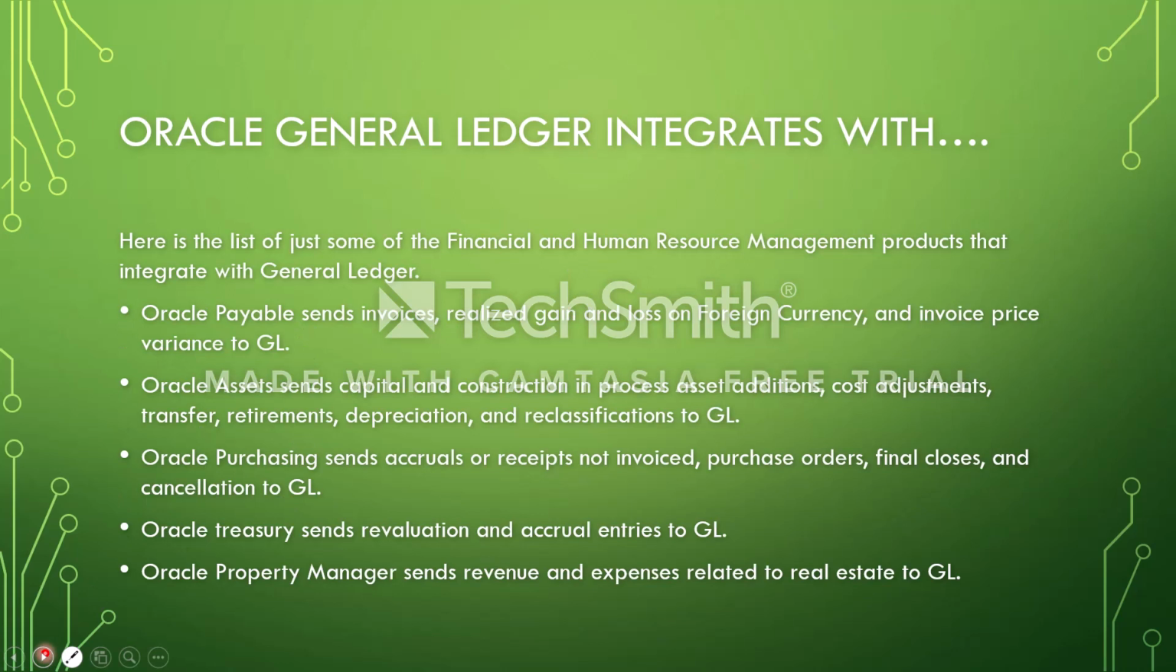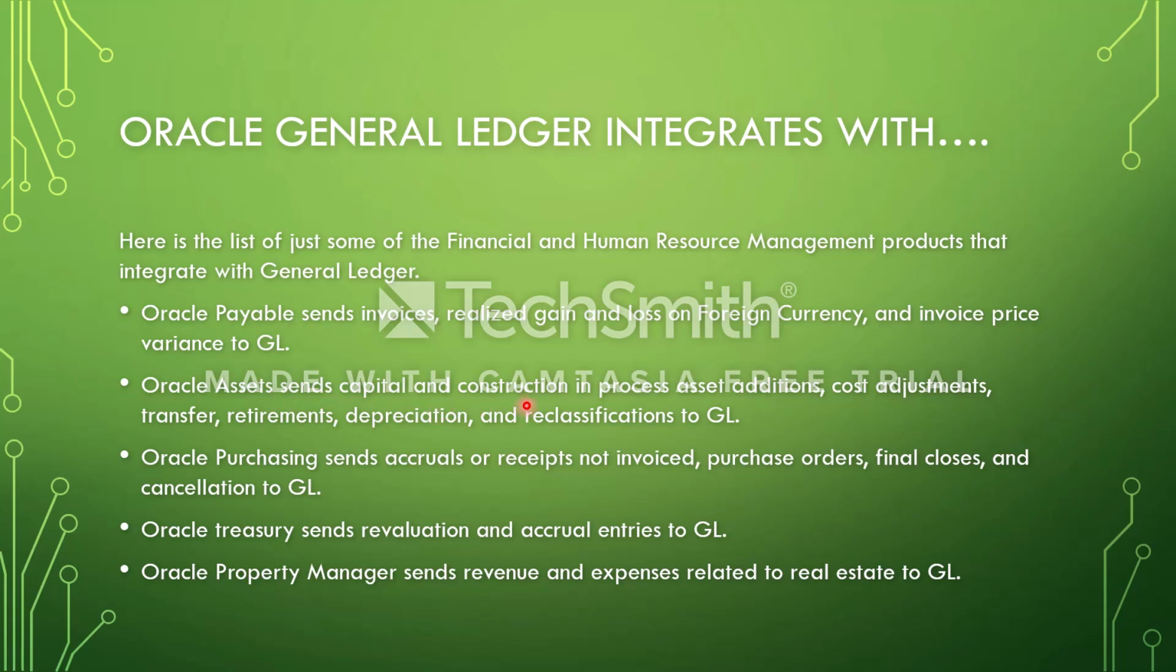Oracle General Ledger integrates with Oracle modules. How we have seen in a scenario: Oracle Payable sends invoices, realized gain and loss or profit. See the word realized gain. For invoicing, it happens in the profit and loss account. So it should be realized gain and loss on foreign currency. Invoice price variance, it will go to GL. All the accounting will flow to GL. So this is for payable.